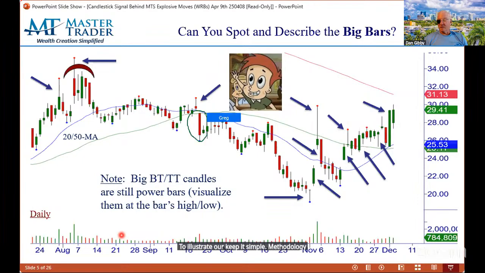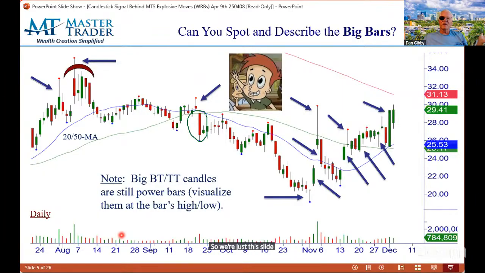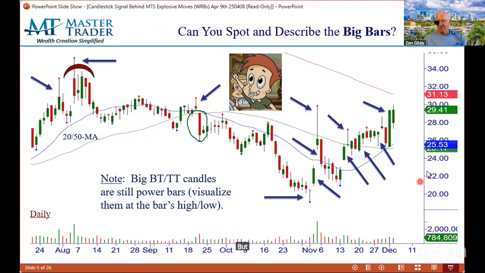And I'm not going to get into this chart right now because it's more of, I forgot. That's absolutely, I should have put an arrow on that. So this slide, we're just talking about, can you identify them? The rest of our session, we're going to put the bar together, the message, the pattern, looking for explosive moves or ending. But Greg, feel free to add whatever you want.